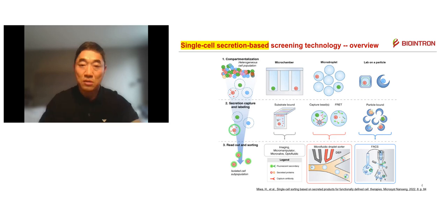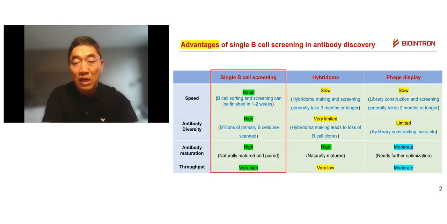sequences. For each single cell screening technology, I would say the most critical part is step one, compartmentalization. You can either put the single cell into one microchamber, or you can generate a microdroplet in which the single cell is inside, along with some other assay reagent, or in a so-called lab on the particle. Our AbDrop antibody discovery solution is based on the second one. It's microdroplet based. I will touch on this part after this slide.